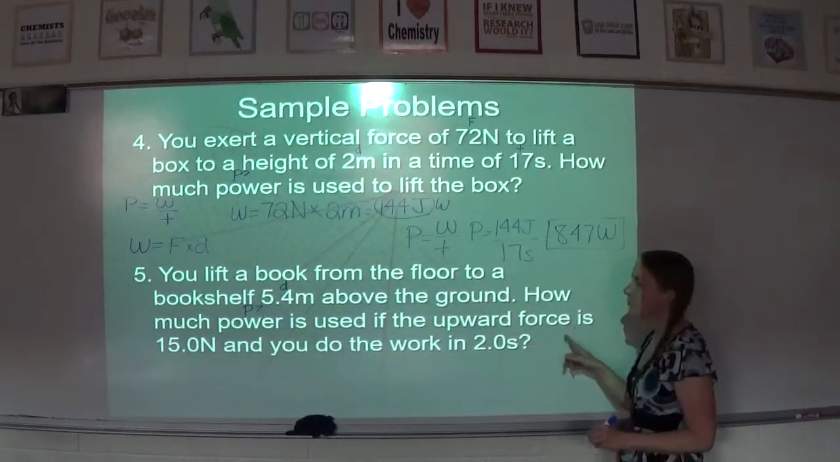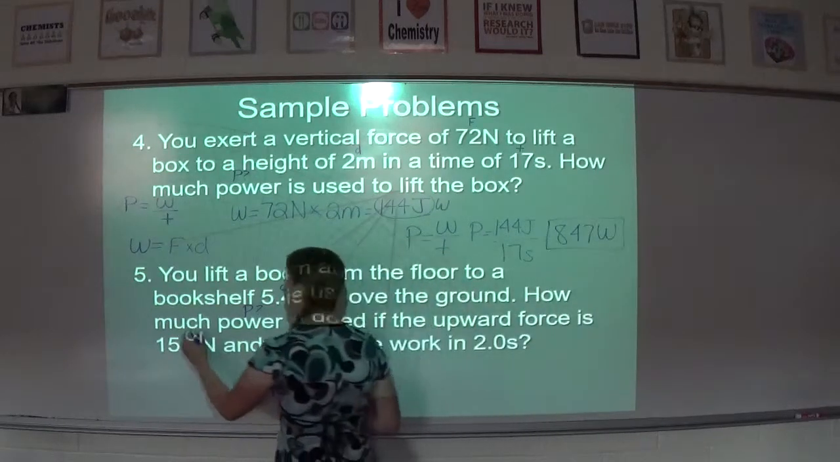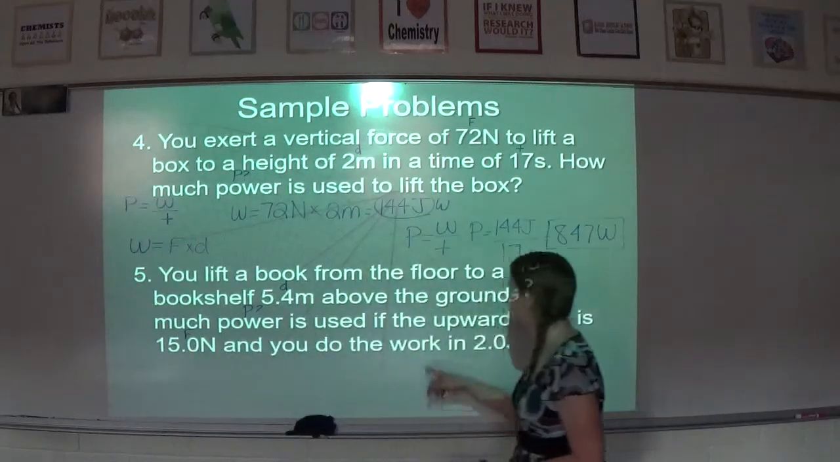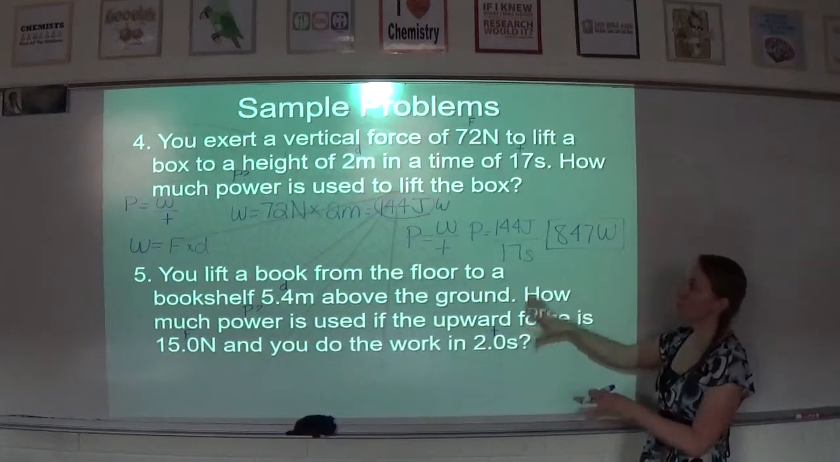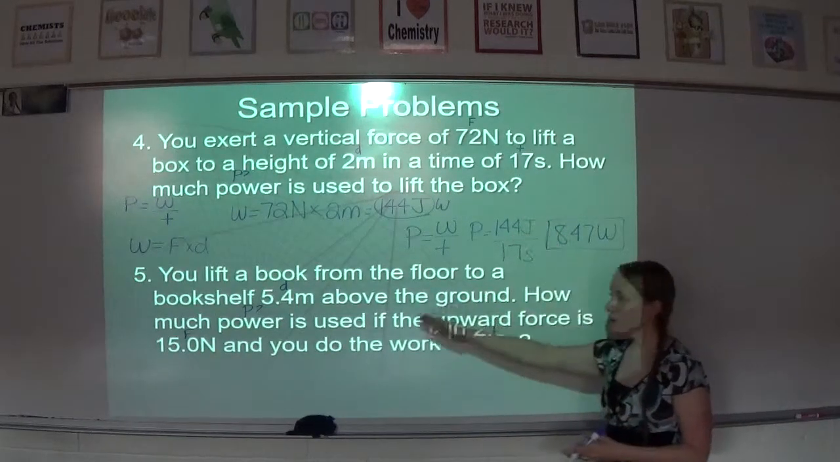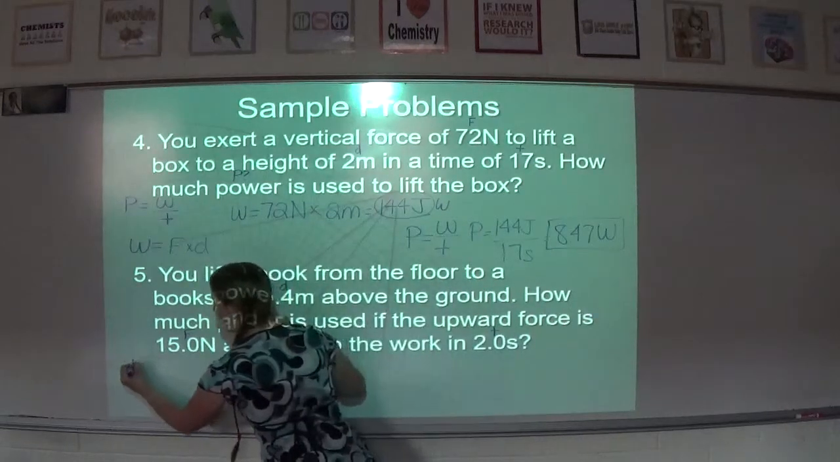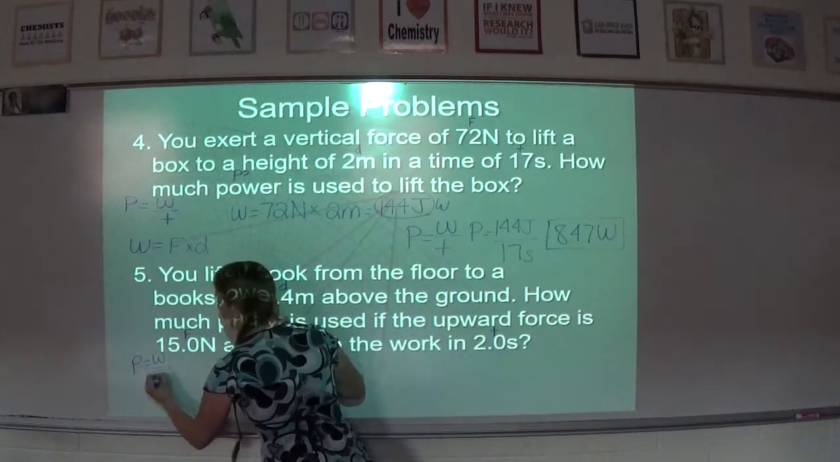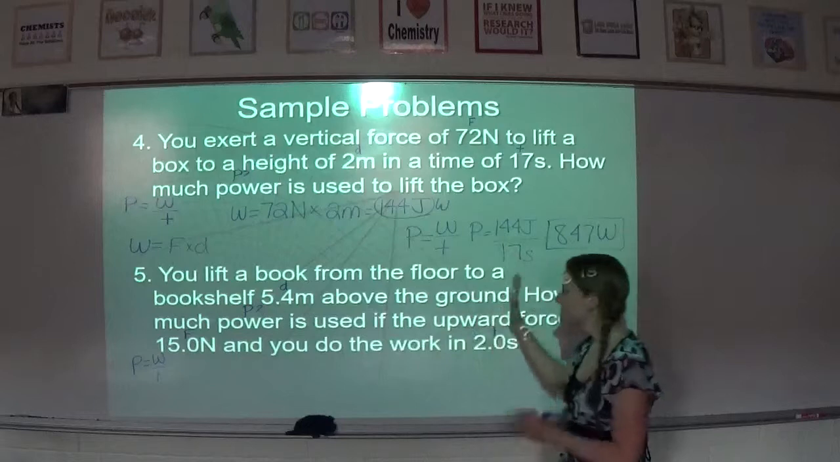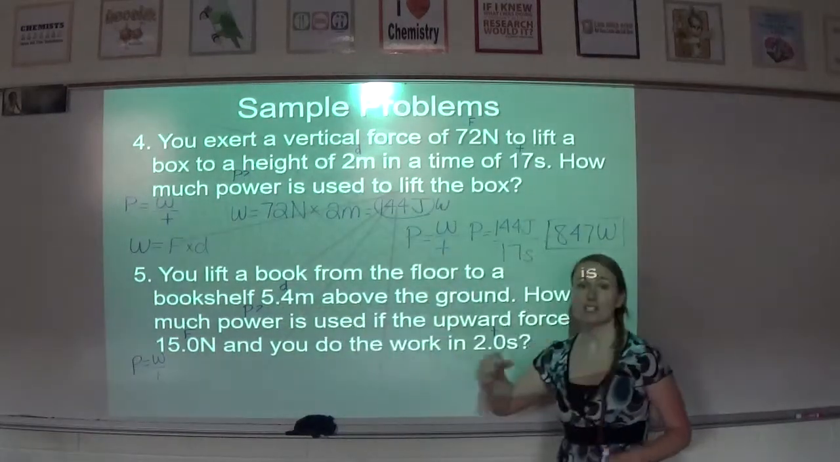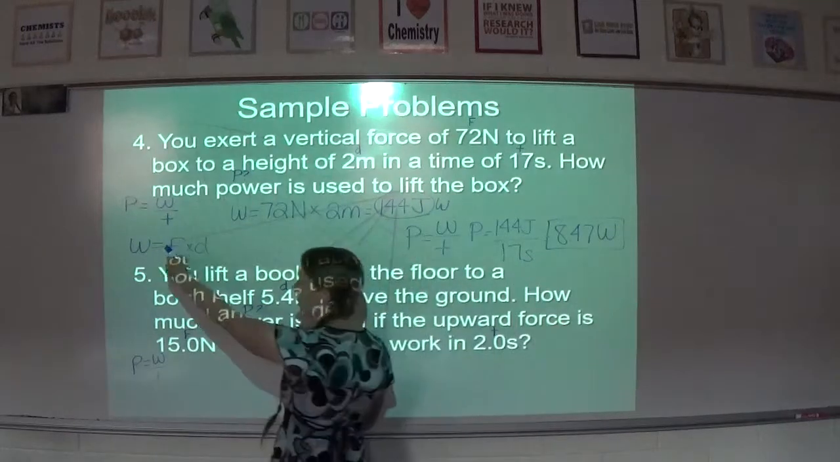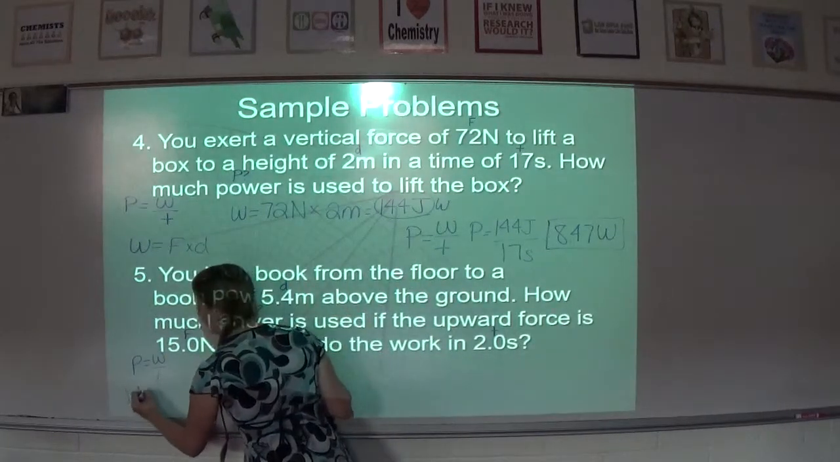So I'm looking for power. If the upward force is 15 newtons, so I have a force, and you do the work in 2 seconds, so I have a time. This one is very similar to the last one. I'm looking for power, and we know power is work over time, but I haven't been given work anywhere. I've been given force and distance, so I need to use my work formula to get work.